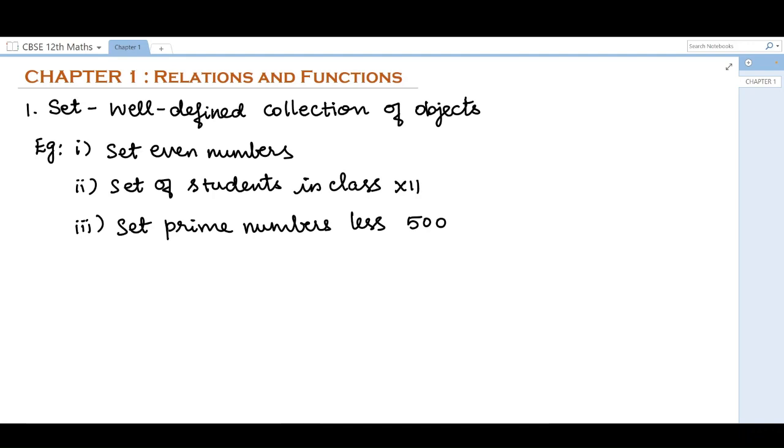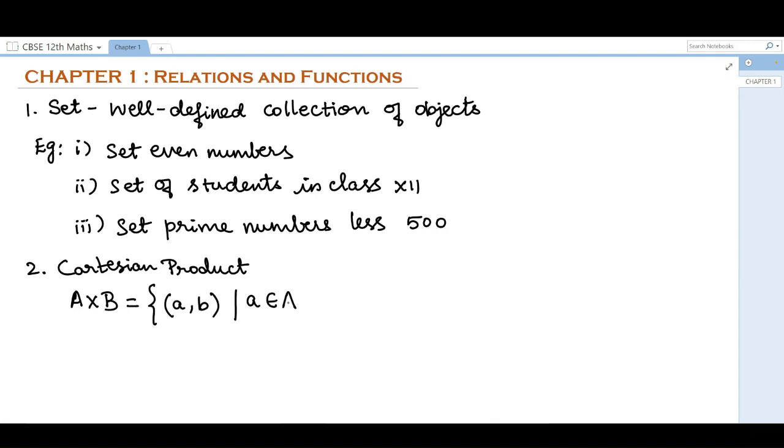In Class 11, you have studied the different types of sets and the operations that could be performed between sets. Now let us move on to the idea of Cartesian product. The Cartesian product between two non-empty sets, say A and B, is denoted using the notation A cross B. This Cartesian product A cross B is defined to be the collection of all possible ordered pairs (a, b) such that a belongs to the set A and b belongs to the set B.